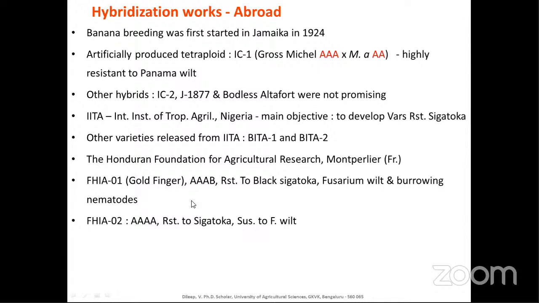And FHIA2 is of AAAA. So all these are tetraploids. This is resistant to Sigatoka and susceptible to Fusarium wilt. Okay, why does it happen, that one is resistant and one is susceptible?